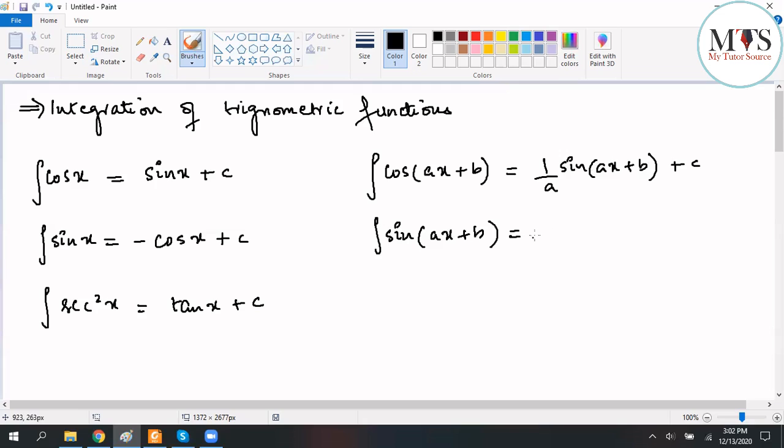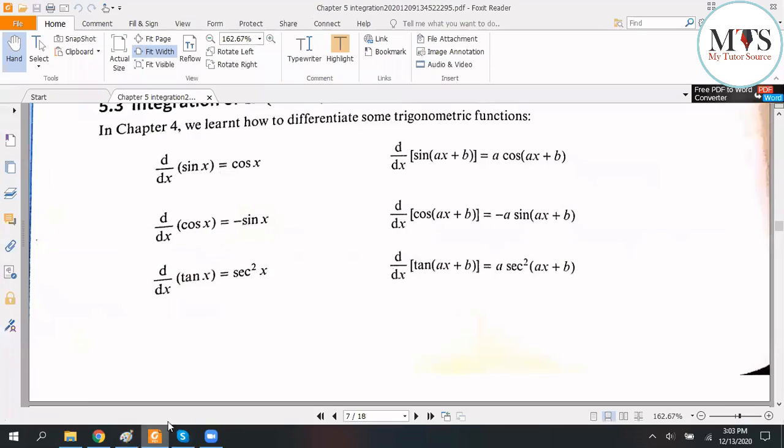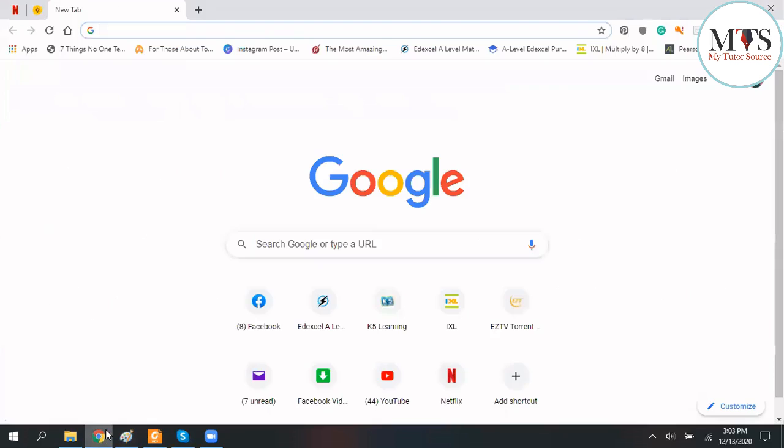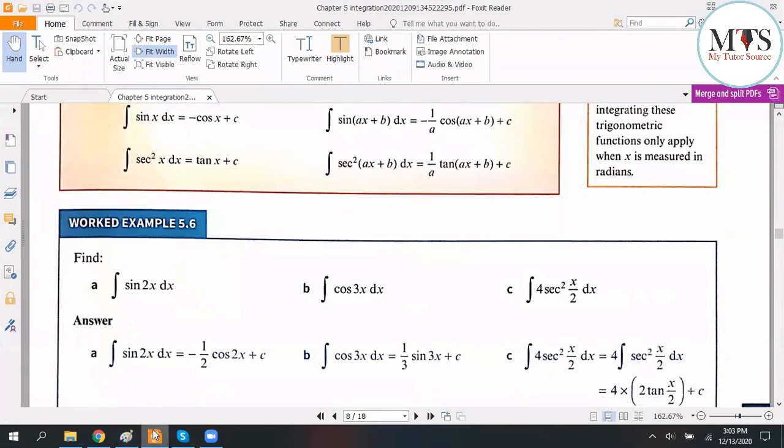Any question about it so far? No. C plus c and secant square x plus c is, wait, it's the opposite. Just tan x plus c.